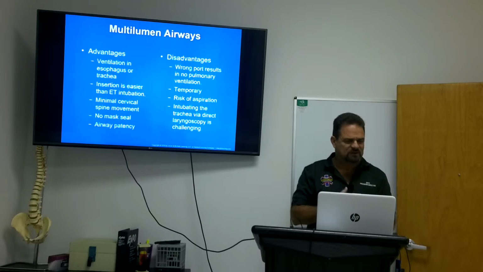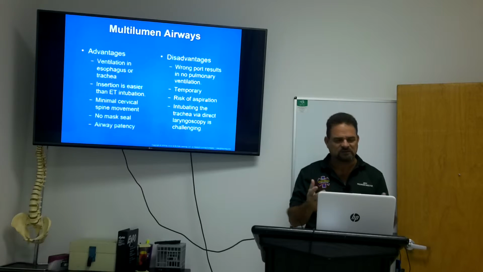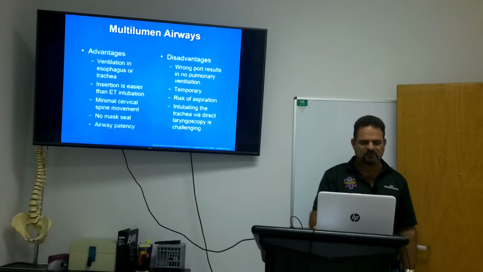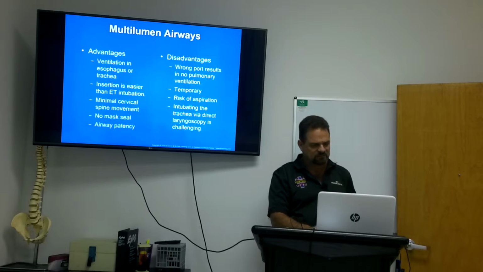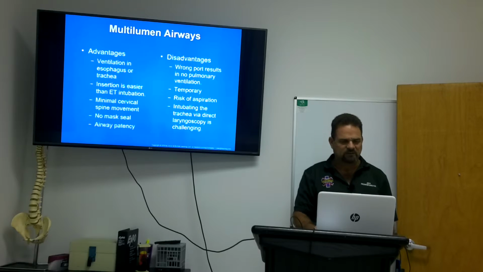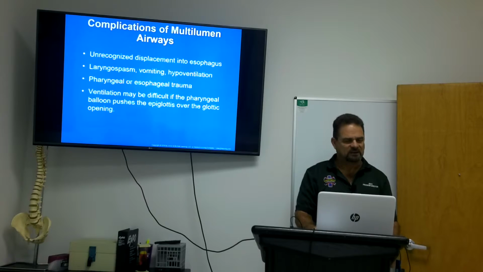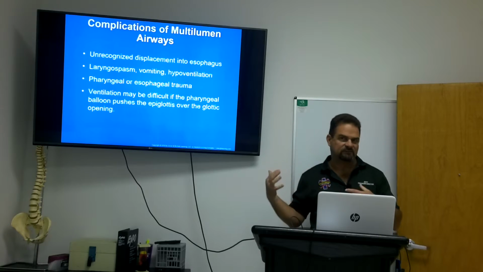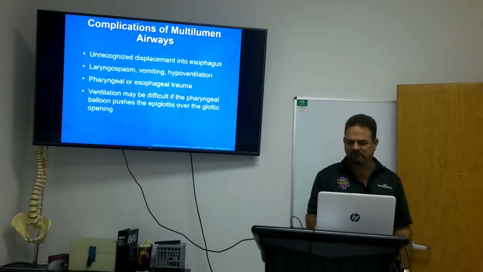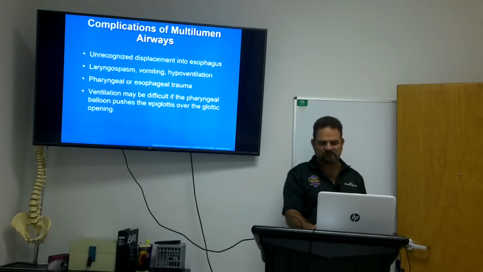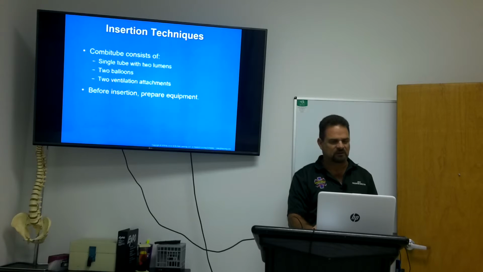All right, so advantages: ventilation of the esophagus or trachea, inserts easier than an ET tube, minimal cervical involvement or movement, no mask seal, and airway patency. Some of the disadvantages: obviously the wrong port results in no pulmonary ventilation. It is temporary, there is a risk of aspiration, and intubating the trachea via direct laryngoscopy is challenging. All right, complications: unrecognized placement, when it goes into the esophagus and we're not ventilating properly, laryngospasms, pharyngeal or esophageal trauma. Ventilation may be difficult if the pharyngeal balloon pushes the epiglottis over.